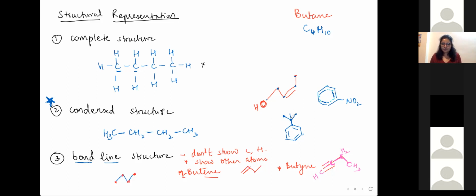But if I add 1 more, it means that this carbon has all 4 fulfilled, so no hydrogen here. Okay, so these are the different structural representations.